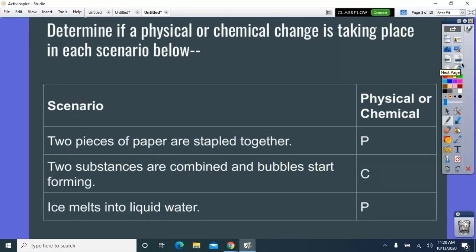So the next was determine if a physical or chemical change is taking place in each scenario. So two pieces of paper are stapled together. So we would say that that's physical because chemically nothing has changed to our substances. The next one, two substances are combined and bubbles start forming. So bubbles are always a good indication that a chemical change has taken place, right? You've created some sort of gas that was not there before. The third one is ice melts into liquid water. So just remember, anytime you see a phase change, that's physical. You're going to think that it's not because it's changing pretty drastically, but it's still water. It's just solid water becoming liquid water.